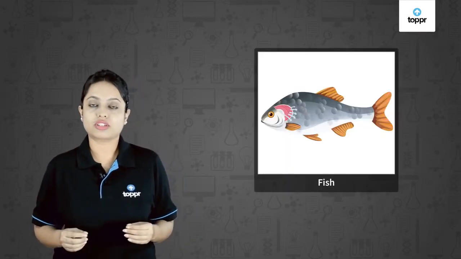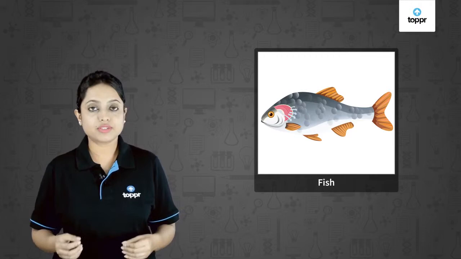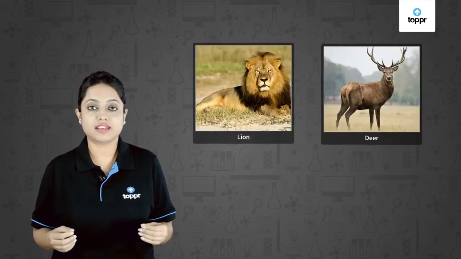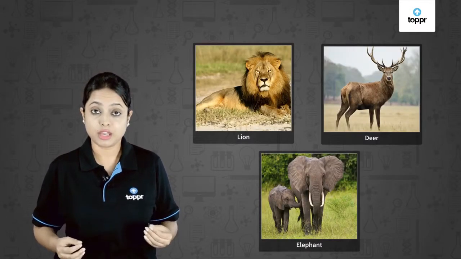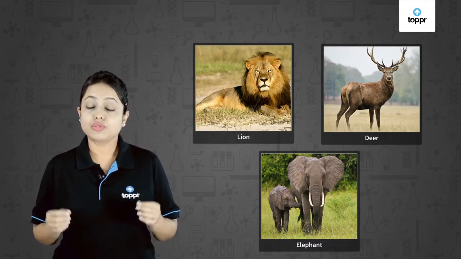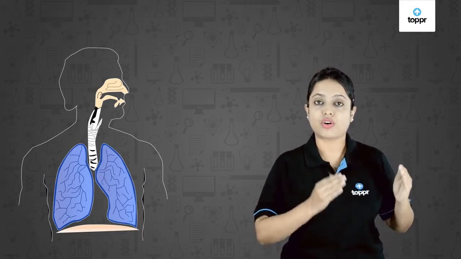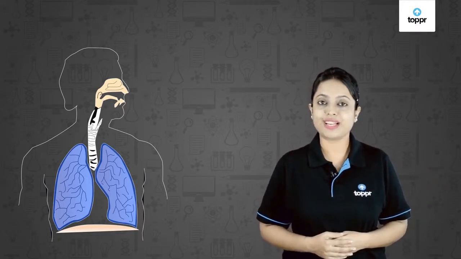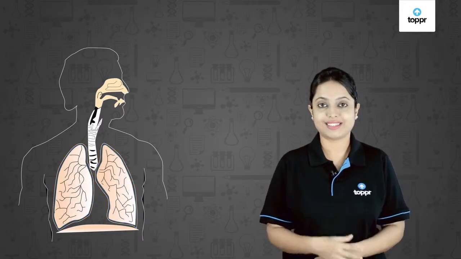Aquatic animals like fishes take the dissolved oxygen in water, while terrestrial animals like lions, deer, elephants and even us, we take the oxygen from the environment. Now, to take this oxygen, we all have special organs in us called lungs. So, these lungs are the main respiratory organs in us. Now let's study the respiratory system of humans in detail.